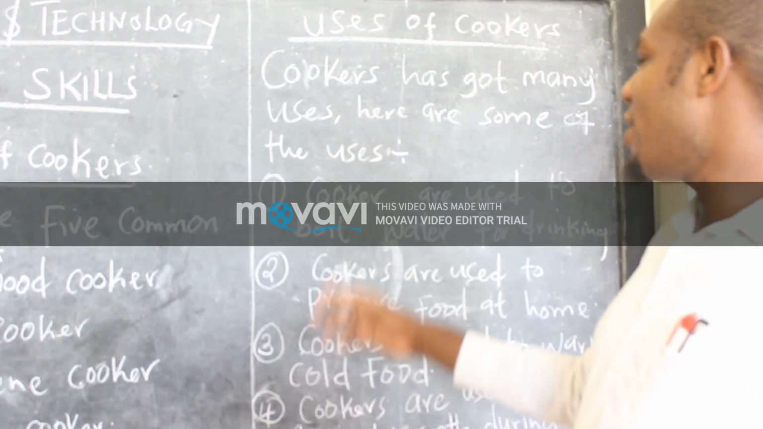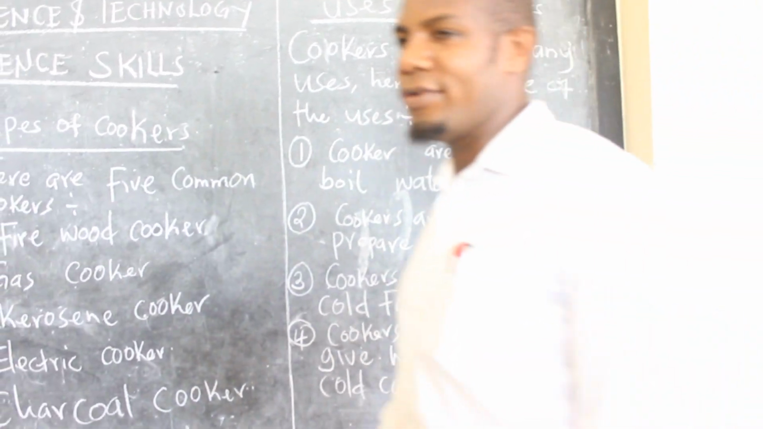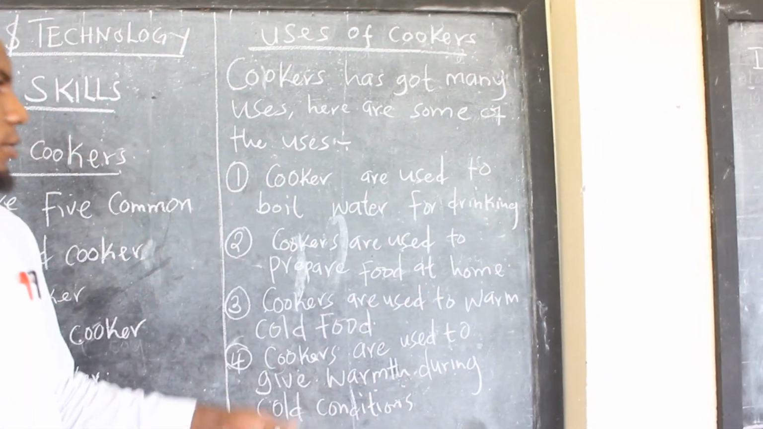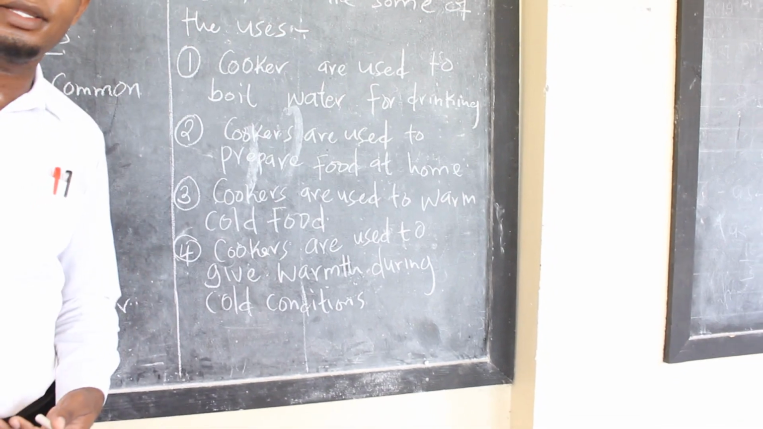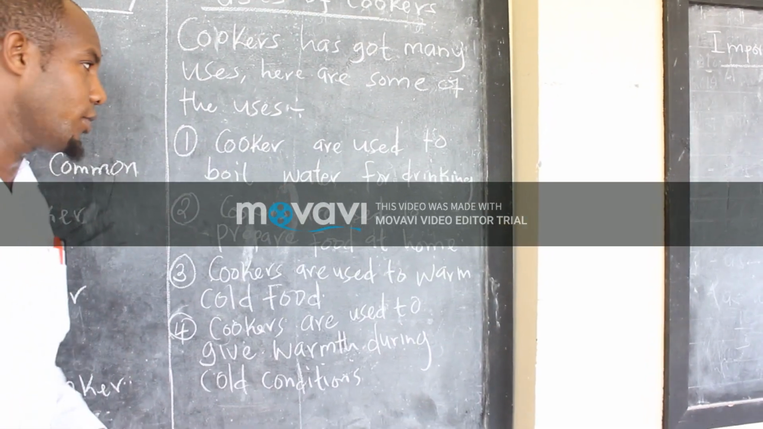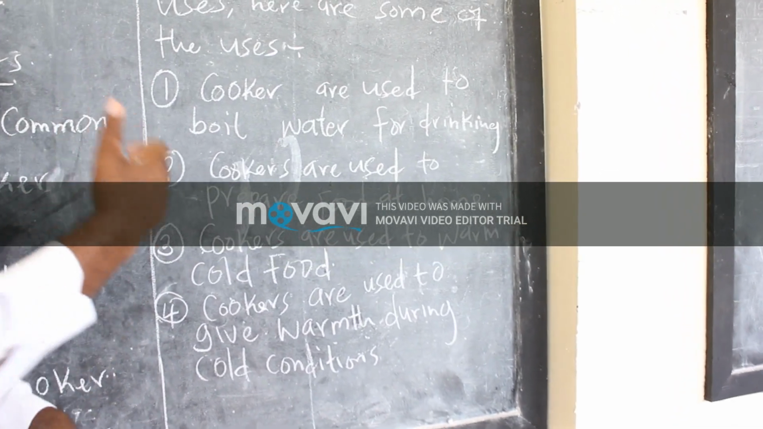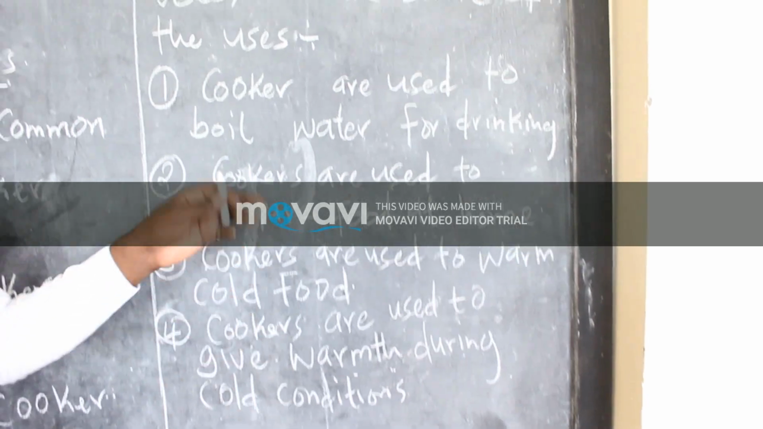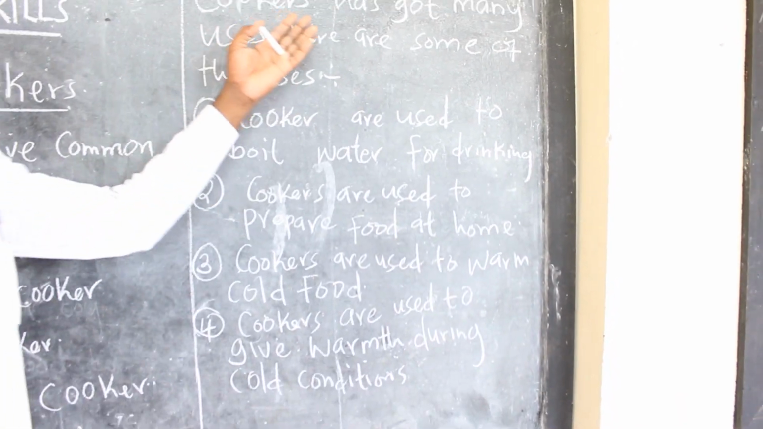So, number 1, cookers are used to boil water for drinking. Why do we say boil water for drinking? We know that when we drink water which is unboiled, it has germs that may cause diseases in our body. Now, how do we remove those germs? We will remove the germs from the water by boiling. What are we going to use to boil the water? We are going to use cookers.